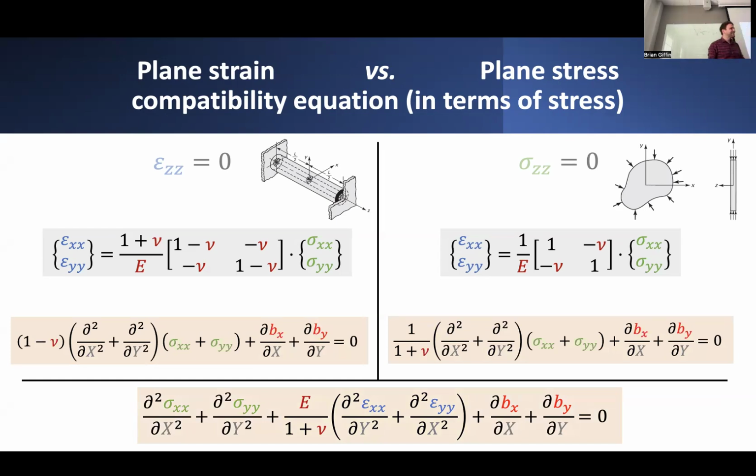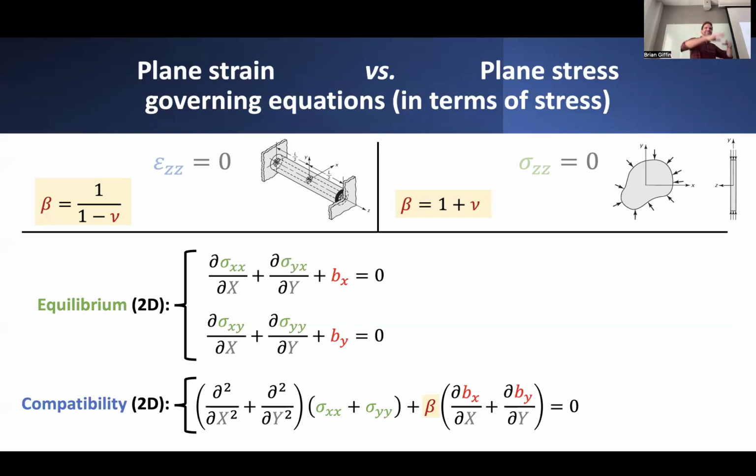Now, the final step, putting it all together: if we take all of those different things and jam them all together, we now have an expression of the compatibility equation for plane strain or plane stress, it'll be different, in terms of the stresses. And it'll involve second partial derivatives of the stresses summed together with respect to x and y. It'll involve partial derivatives of the body force terms. And it'll involve actually some dependence on the material parameter nu, the Poisson's ratio, interestingly. And it differs depending on whether you're looking at plane stress or plane strain.